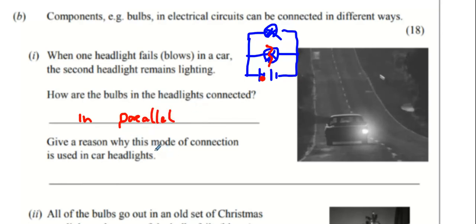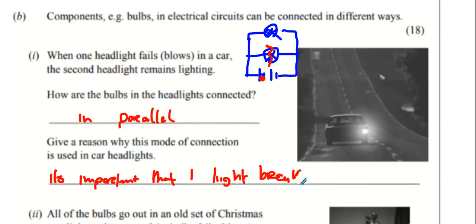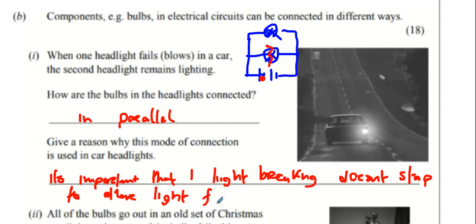Give a reason why this mode of connection is used in car headlights. Because it's important that both lights don't stop working at the same time. That one light breaking doesn't stop the other light from working. Okay.